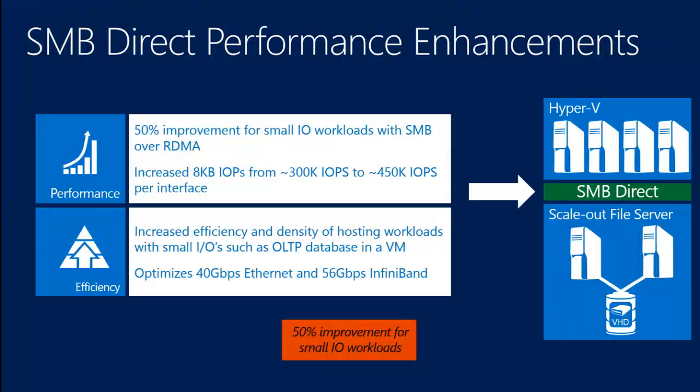So if we look at the middle layer, let's talk about SMB performance enhancements. SMB Direct is about using an RDMA-enabled NIC to offload to the NIC to get significantly better performance. So we actually see a 50% improvement in small I/O workloads, with 8K IOPS. We also have increased efficiency when doing SMB Direct. So these are improvements you're going to get for free by going with 2012 R2, where you're going to see 8K IOPS have better performance and efficiency.